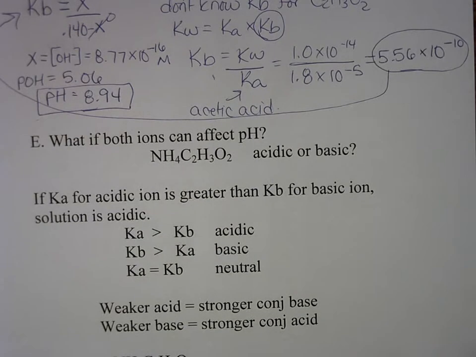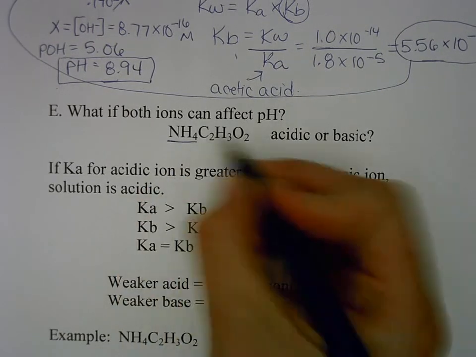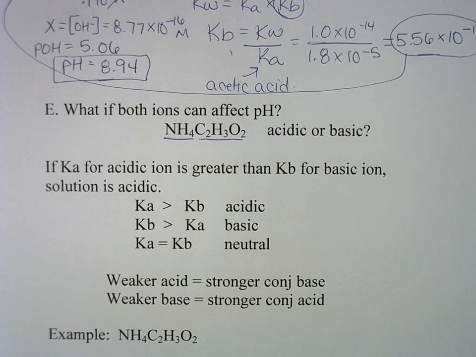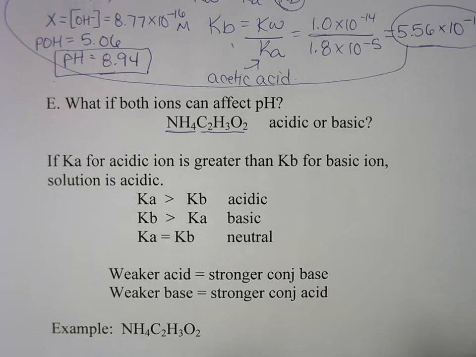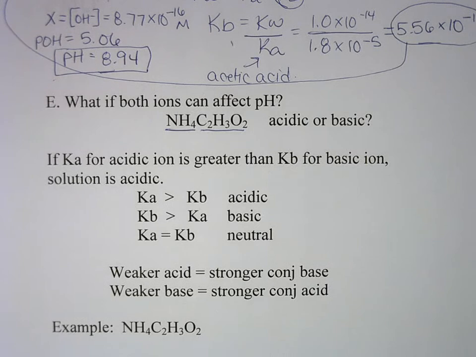But go ahead and start writing this down. If both ions affect the pH, NH4 and acetate ions, none of them are ones that you can cross off, then you want to figure out which one wins, basically, to make the solution either acidic or basic.